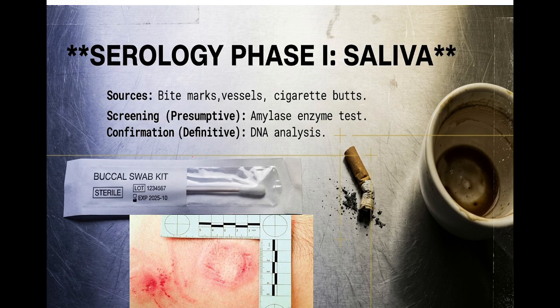We already talked about saliva so much in the previous lectures, but we're going to talk about how we collect saliva evidence, not what it is. I know saliva is biological evidence, but how do we collect it? What are the sources? Well, one of the important sources is bite marks, believe it or not, as you can see here.